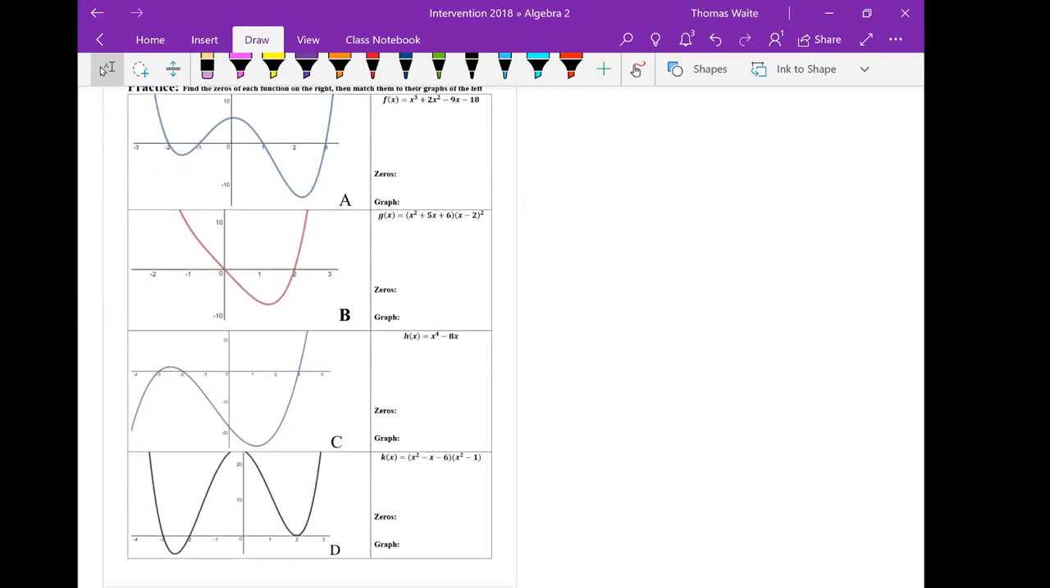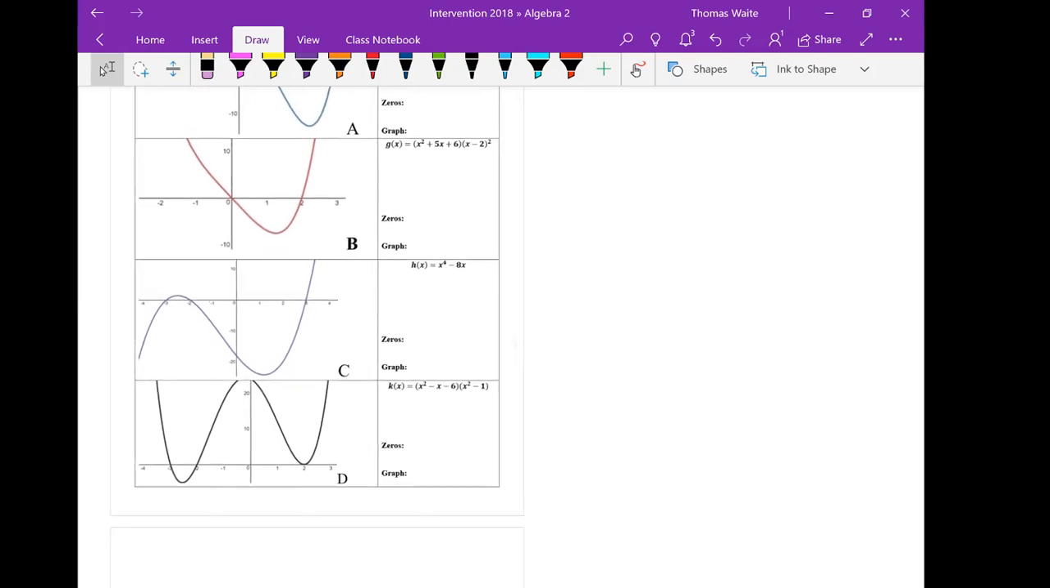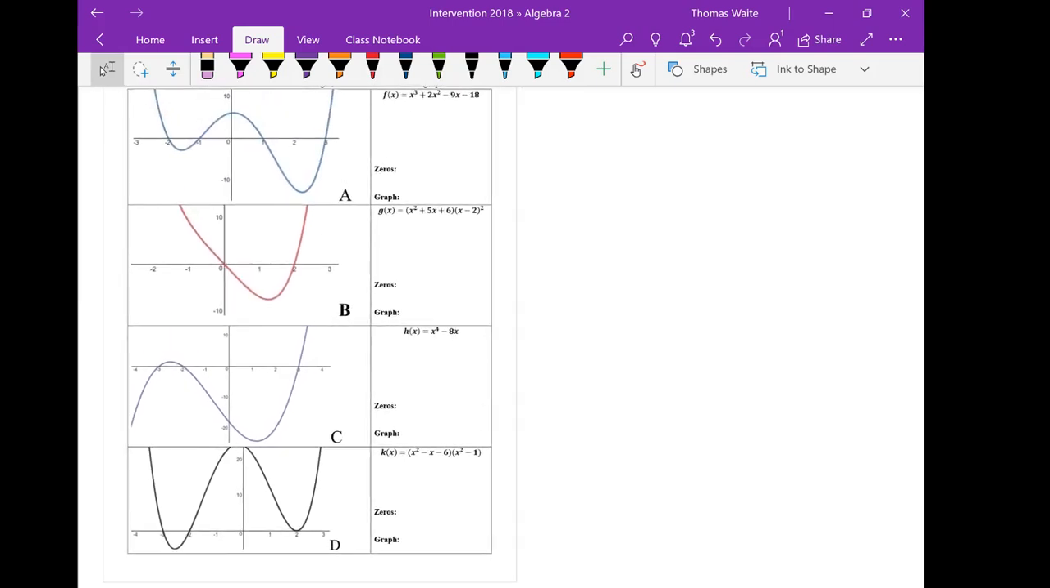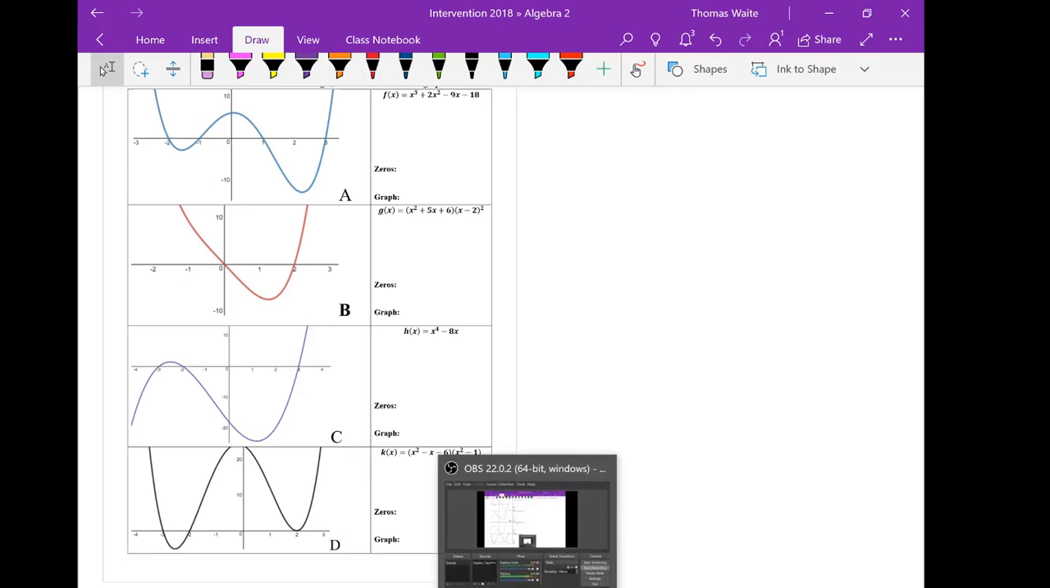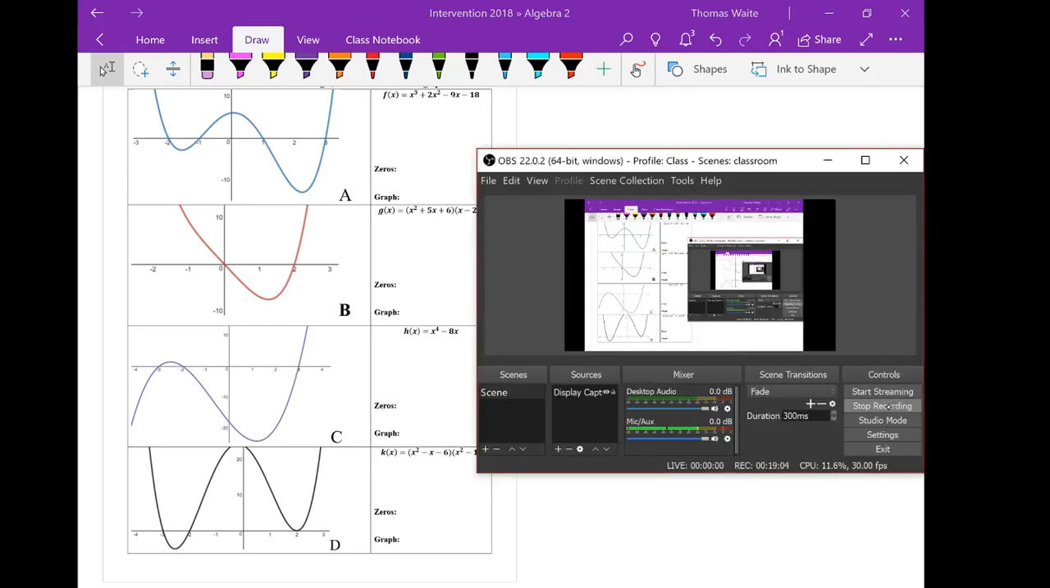But on the back, there's 4 functions and 4 graphs. So we're going to follow a similar process. First, factor out our functions, find the zeros, and then use those zeros to match up which graph we're looking at. All right, once you're done with this, check your answers with your intervention teacher, and you are all set to have shown you did some extra practice finding zeros of functions on graphs.